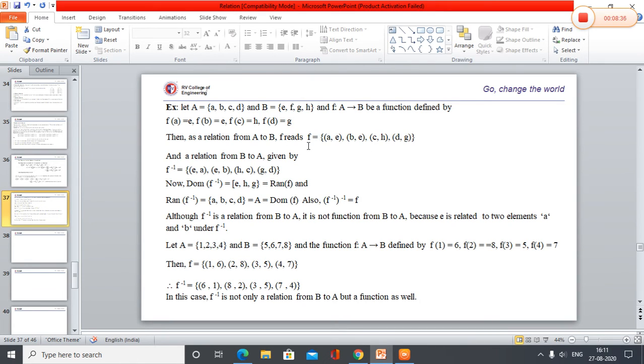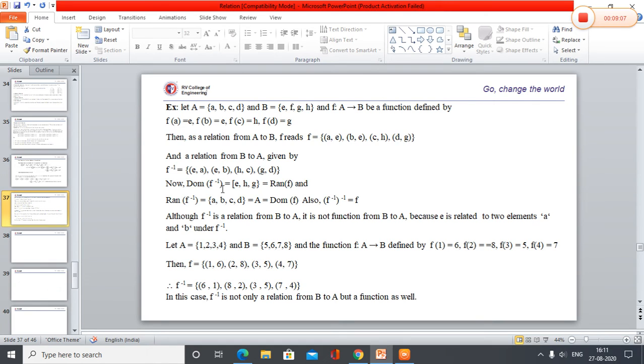Now this is the relation from A to B, because f of A is equal to E means the image of A is E. So this is the function f from set A to B, if I write it in terms of a relation like this. If I want f inverse, I'll just reverse the ordered pairs. For AE, I will write EA, for BE I will write EB, for CH I will write HC, and for DG I will write GD. Okay, so now this is f inverse.